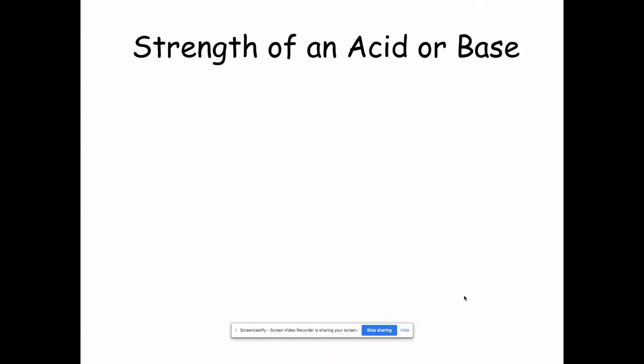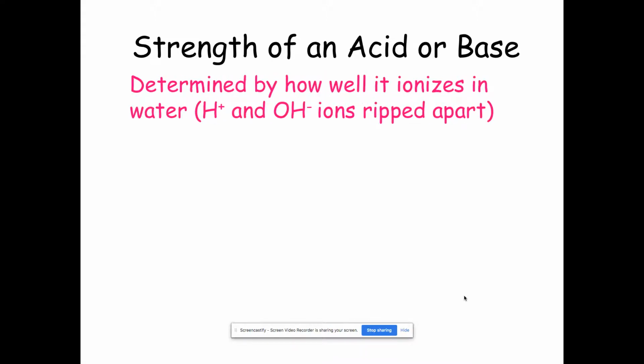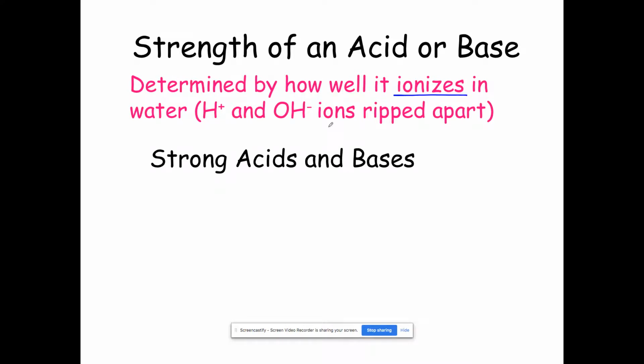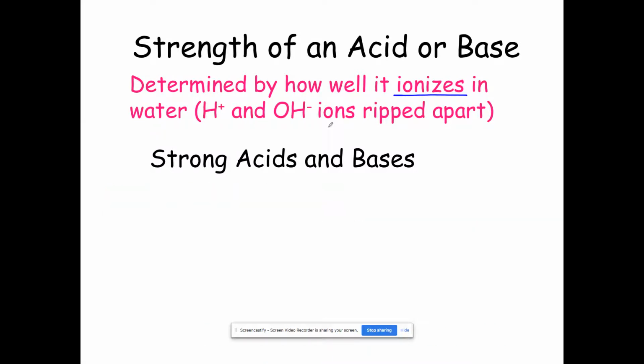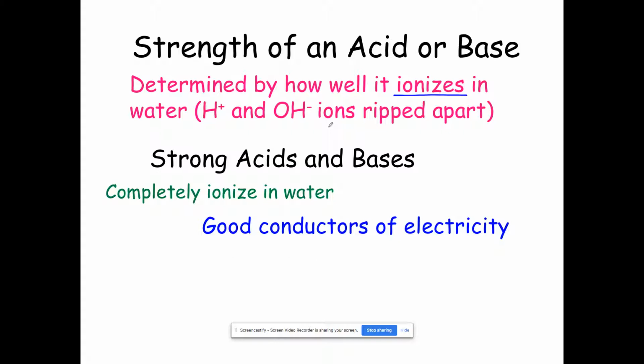When we talk about how strong an acid or how strong a base is, there are many ways we can talk about that. One of those ways is pH, but that's not what this is about. This is about how well these things ionize, how well they give off H plus protons or OH minus hydroxide, how well it creates these ions in solutions. Super strong acids and bases have a lot of ions. They completely ionize. And because they are completely ionized, they are good conductors of electricity.